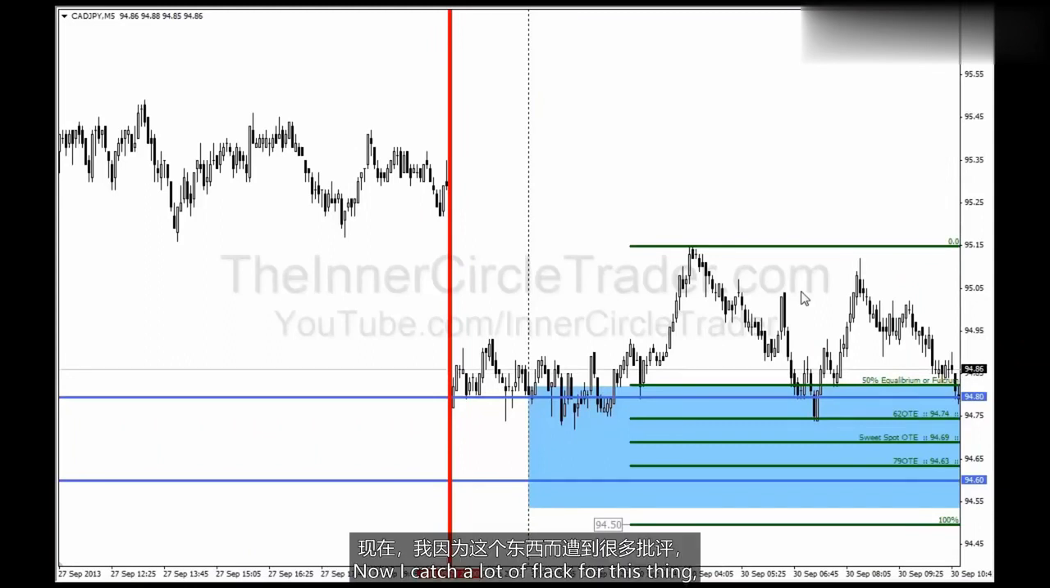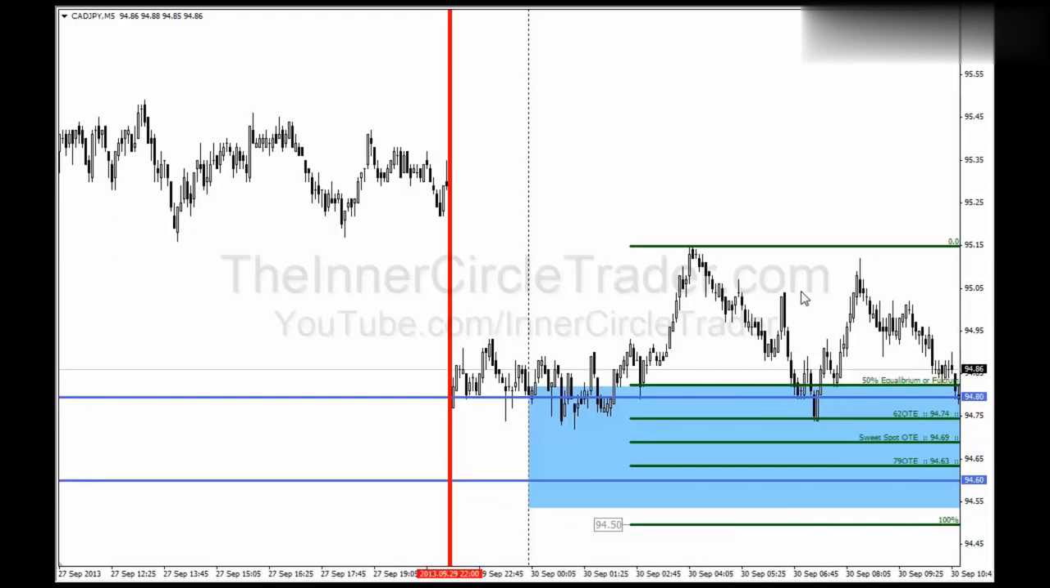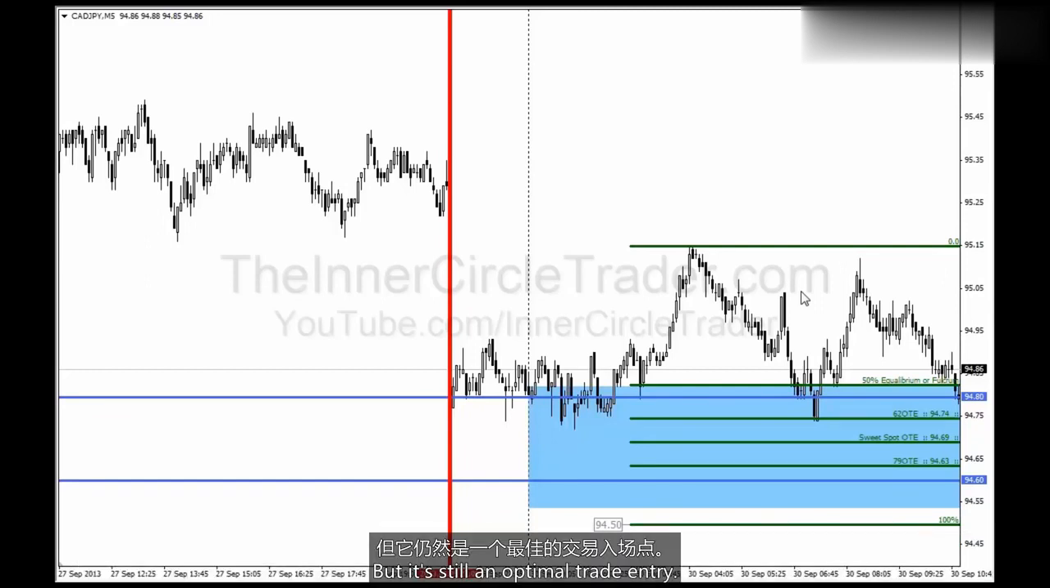Now I catch a lot of flack for this thing, but I also catch a whole lot of incredible entry points, and I have trades that support it and results that reflect it. So the bottom line is it's going to take a knack for you to learn to trust this. The only way you do it is if you play around with it and you do your own research on this pattern. But it's still an optimal trade entry. It's a retracement within a range. Now price has not traded down to this point yet, but because there are psychological barriers in price, we have to consider it.